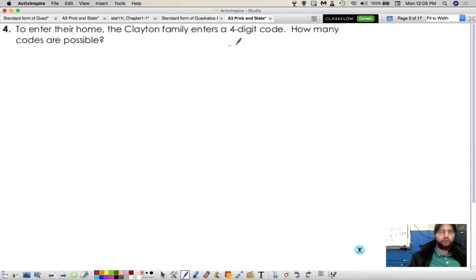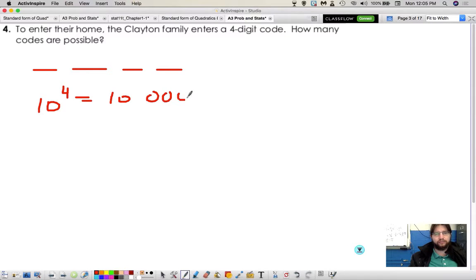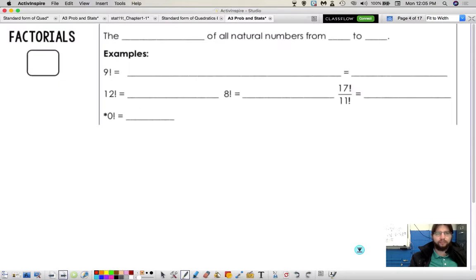This one has a 4-digit code. So 1, 2, 3, 4. It's a digit, so that means 10 options, and we're doing that 4 times, which you can probably do in your head. It's 10,000. All right, so that's the fundamental counting principle. Nothing too much to that.